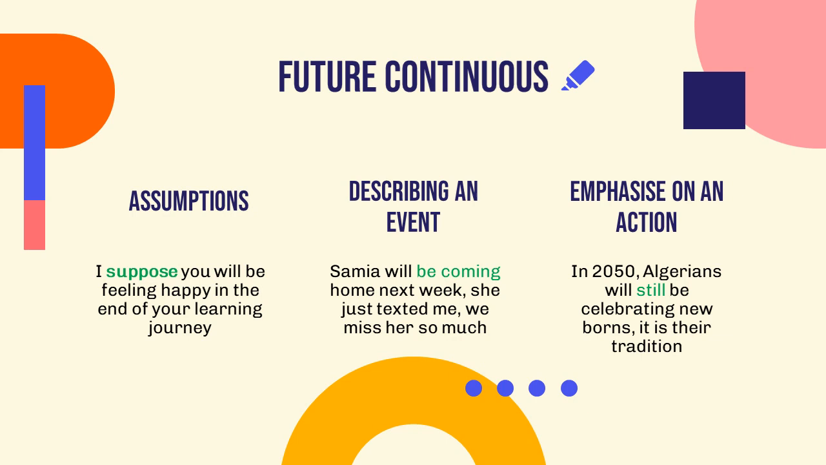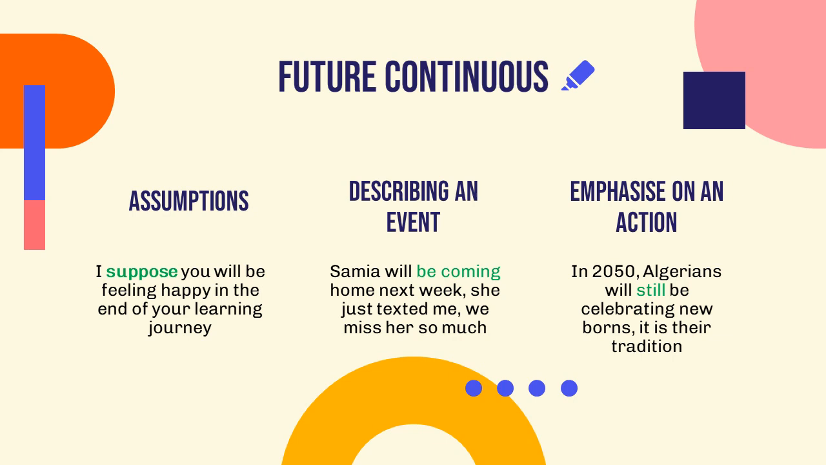Another reason why we use future continuous is to describe an event. For example, Samia will be coming home next week. She just texted me. We miss her so much. مثلا سامية هذه كانت في رحلة خارج البلد and then she's coming back home. So here it is an event, حدث. Samia will be coming home. She just texted me. She sent me a message.